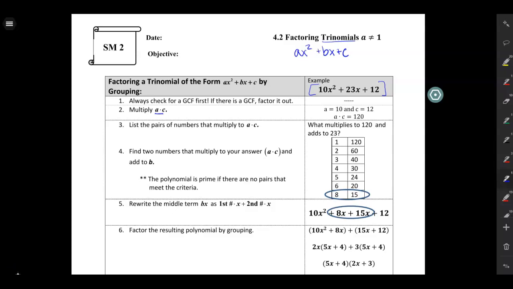Then you're going to make a list of every pair of numbers that you can multiply to get 120. So over here on the left I have this table. 1 times 120 equals 120, 2 times 60, 3 times 40. All of these are different pairs of numbers that multiply to give you 120. What you're trying to do is choose which pair of those numbers that multiply to 120 also add up to give you b. In this case, our b value is 23. So we're looking for two numbers that multiply to 120 and add up to 23. In this case, we have 8 and 15.